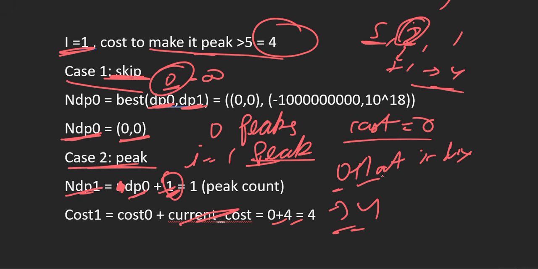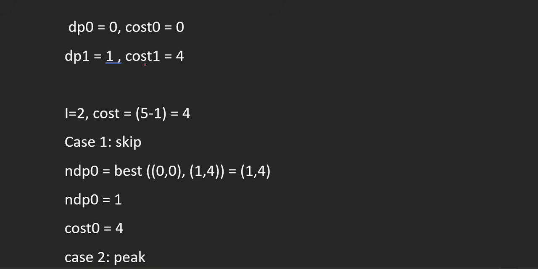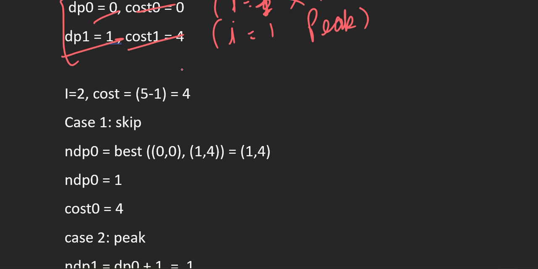Then we move to the I equal to 2 state, and before that we have updated our DP states. So now our DP0 will become 0, cost is 0, and our DP1 will become 1 and cost is 4, for I equal to 1 as a peak, where I equal to 0 is not a peak. These are the states that are telling these things. Now we have moved to our new state, where we are finding for I equal to 2. So the cost to make I equal to 2 a peak is 5 minus 1, which is 4, right?